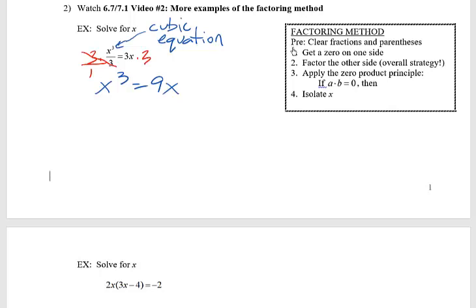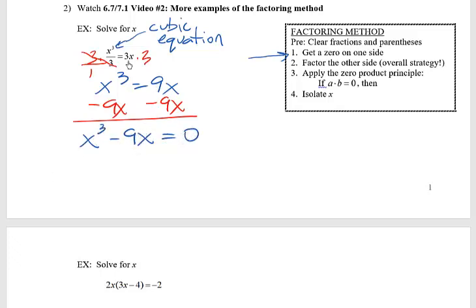The next step is not a division step, it is a subtraction step. I need to get a 0 on one side, and that's going to be accomplished by moving that 9x term over to the left. And so now I have the equation x cubed minus 9x equals 0. I could have moved the x cubed over, but as we talked about in the last video, I really prefer my lead coefficient to be positive. Okay, now that I've got the 0, I can go on to factoring. The factoring would be useless without the 0 because of step 3.